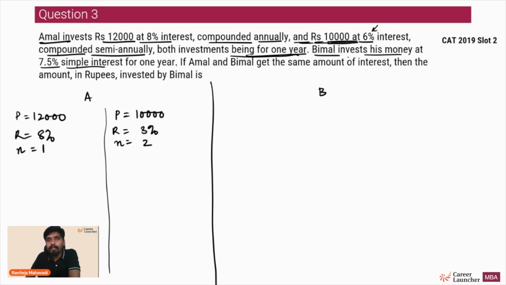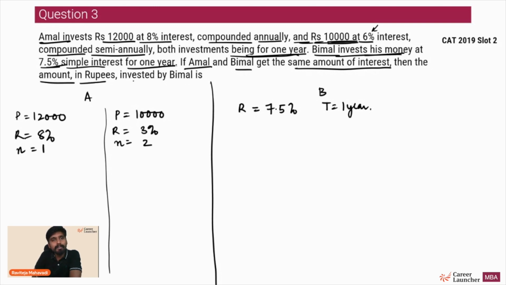Bimal invests his money at 7.5% per annum. So R in this case, rate of interest, is 7.5%, for 1 year. T is equal to 1 year. If A and B get the same amount of interest, then the amount in rupees invested by Bimal is how much? A and B receive the same amount as interest.